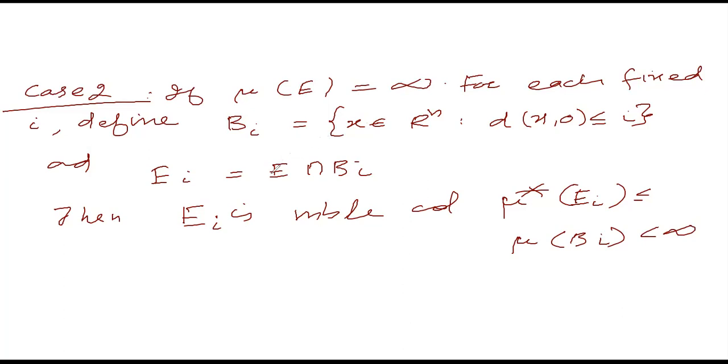I have to mention that it's the Lebesgue measure here, not a general measure. Because Lebesgue measure is monotone, the Lebesgue measure of E_i is less than or equal to that of B_i, because E_i is the intersection of E with B_i.